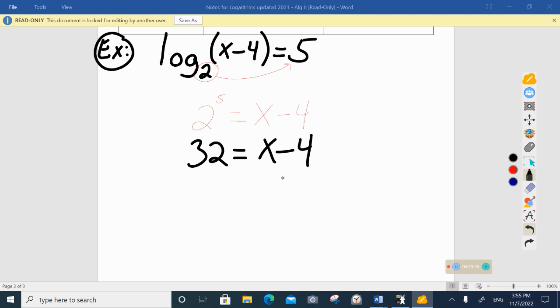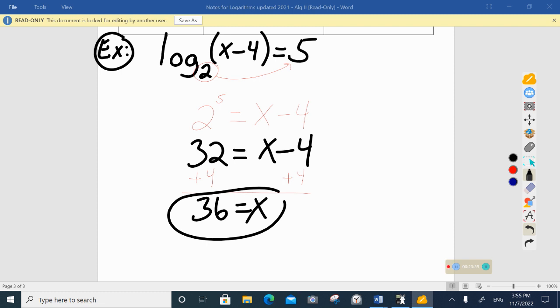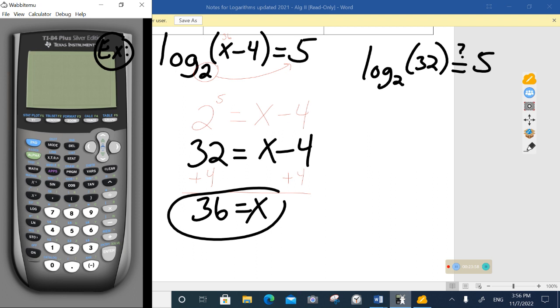So if you're solving for x, you're going to add 4 on the right, add 4 on the left. 36 must be what x equals. And that's your answer. So you could check your work right here. You could go back up here and plug 36 in. 36 minus 4 is 32. So does log base 2 of 32 equal 5? Well, you could use your calculator to prove that because we have the log base button. So over here you would hit alpha, window, 5, log base 2 of 32 equals 5. Just one way to check your work right there.